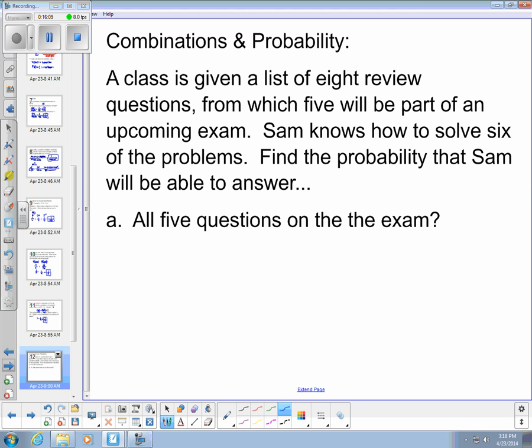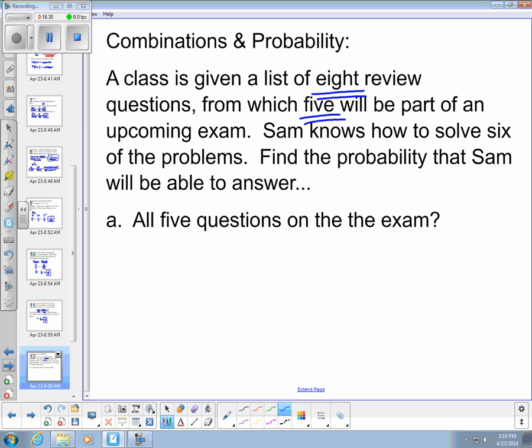Okay, so on the top, we need to know the chances that the 5 questions will come out of the 6 that he knows. And on the bottom, we need to know how many different tests the teacher can make. Okay, remember there are 8 possible review questions, and the teacher is going to choose 5.